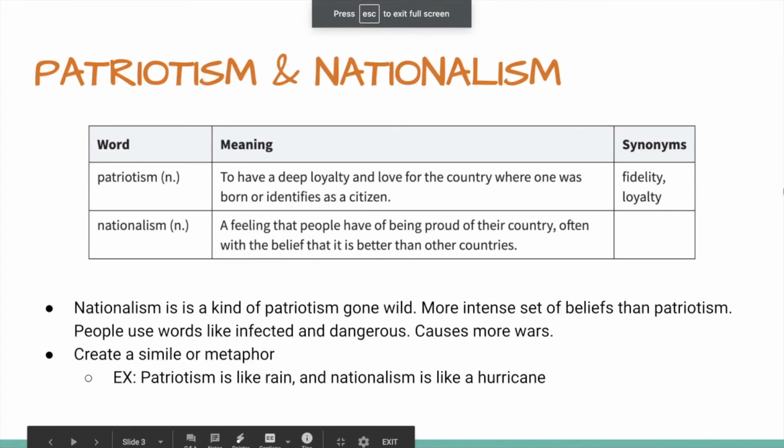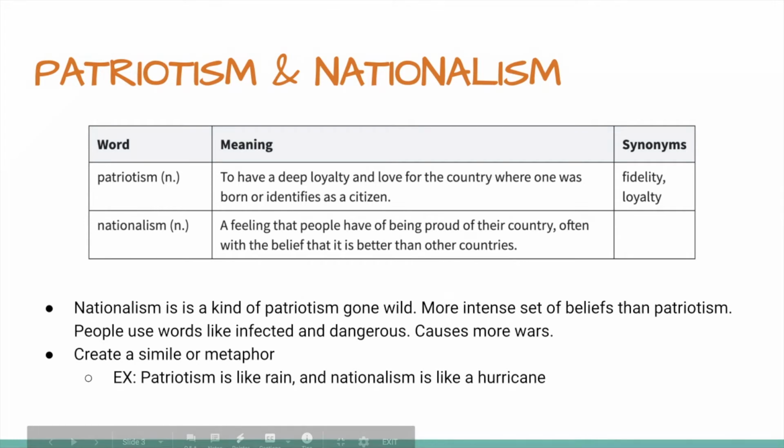Now, I just wanted to go over patriotism and nationalism because I thought this was pretty important, and these two words are going to be coming up a lot throughout the book. So, patriotism and nationalism: I have the definition right here. Patriotism is to have a deep loyalty and love for the country where one was born or identifies as a citizen. So you were born in the country and you have a loyalty to it, right? You love the country, and you identify as a citizen of that country.